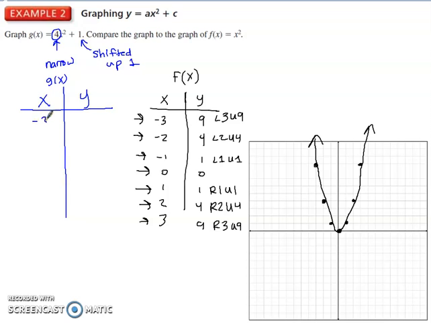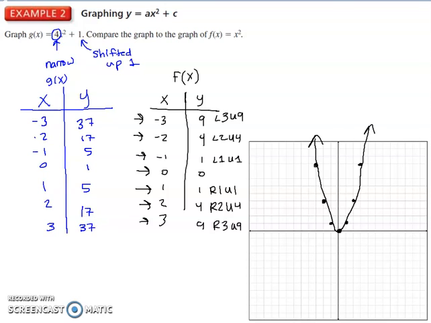So I'm going to go ahead and have -3, -2, -1, 0, 1, 2. So x squared, -3 squared is 9, times 4 is 36, and plus 1 gives me 37. -2 squared is 4, times 4 is 16, plus 1 is 17. -1 squared is 1, times 4 is 4, plus 1 is 5. 0 squared is 0, times 4 is 0, plus 1 is 1. 1 squared is 1, times 4 is 4, plus 1 is 5. 2 squared is 4, times 4 is 16, plus 1 is 17. And then, since this is symmetrical, I would have 37.